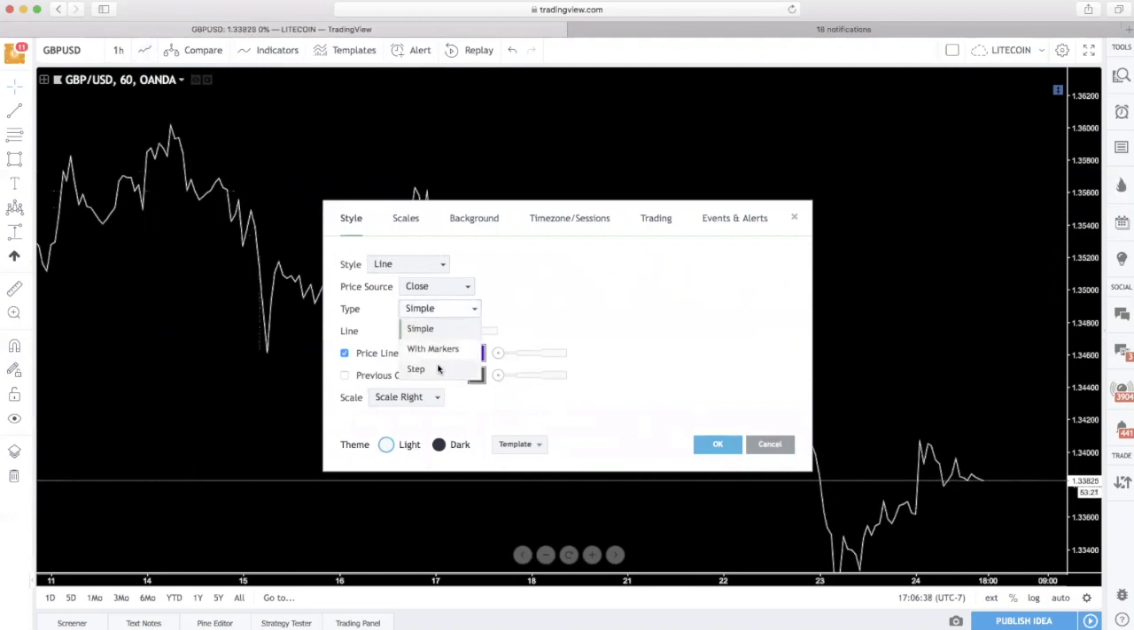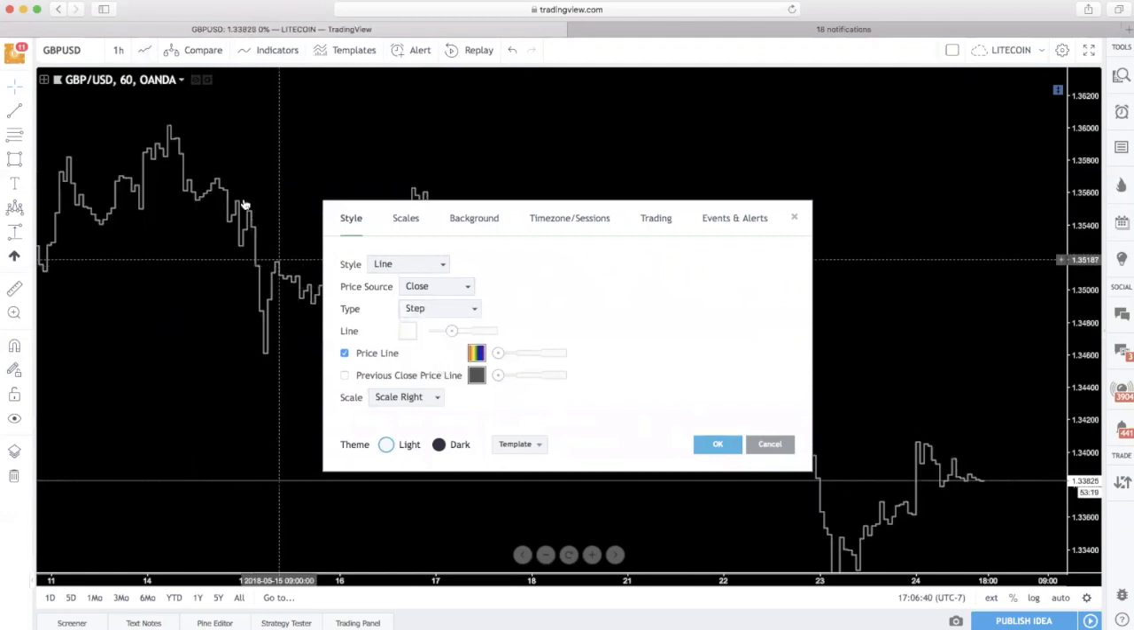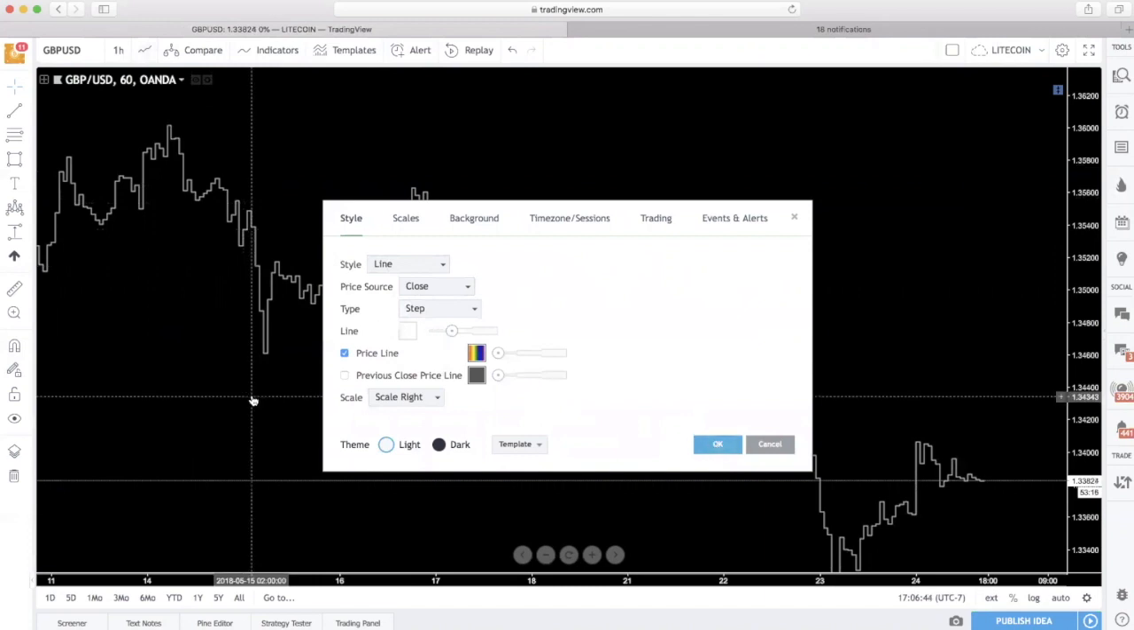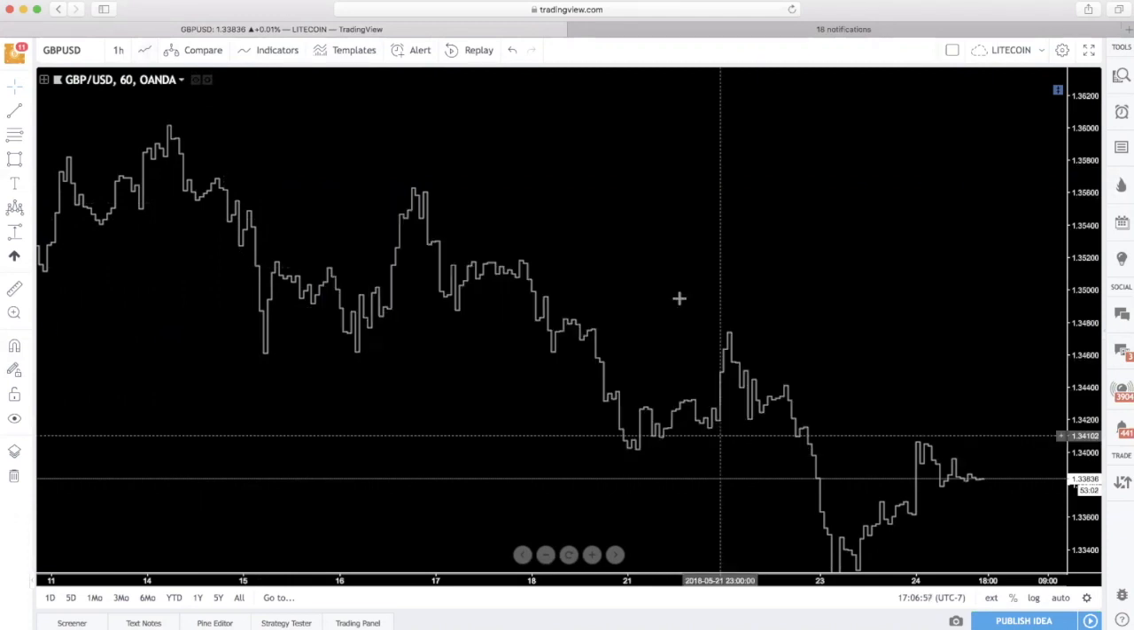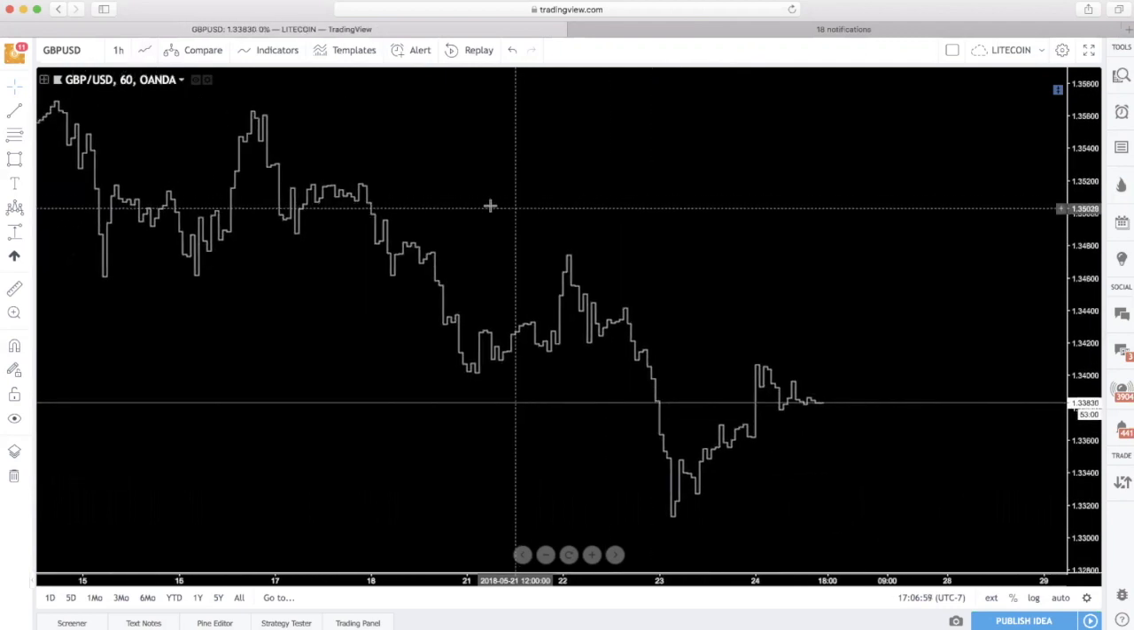But if you switch it to step, it'll make it squared off everywhere. I like that better because you can see the support and resistance areas a lot clearer than just the sharp spikes. Then you can change the color here, the thickness of it. I have it on this setting. Other than that, this is what it should look like.